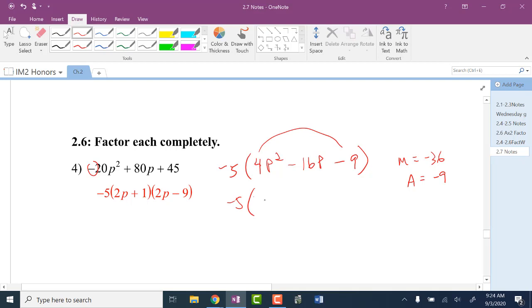All right. So 4p squared. What do you do with that? You break up the middle term. Wait, let me make sure. Negative 12 times 3.